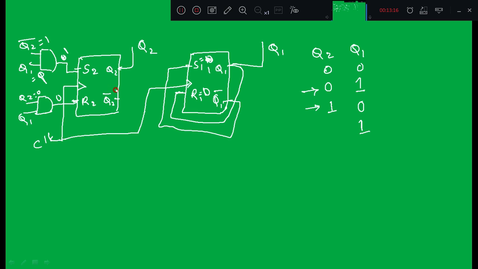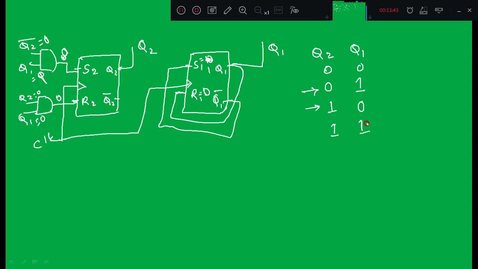What about the first flip-flop? Q2 is 0, Q1 is 0. Output of this AND gate will be 0, and Q2's previous state was high, so this will become 0. And Q1 is also equal to 0, output of this AND gate is also 0, so both the inputs S2 and R2 are 0. The first flip-flop remains in its previous state, which is equal to 1, right?